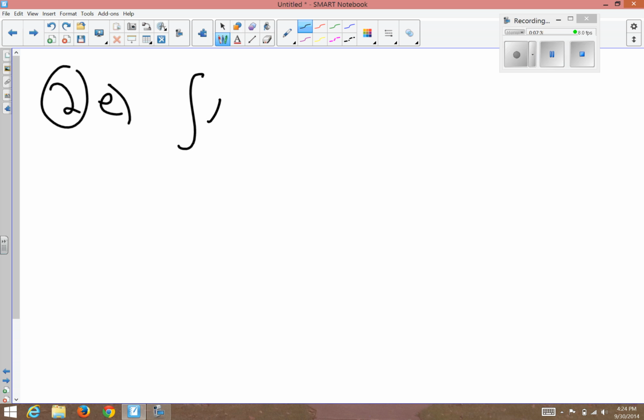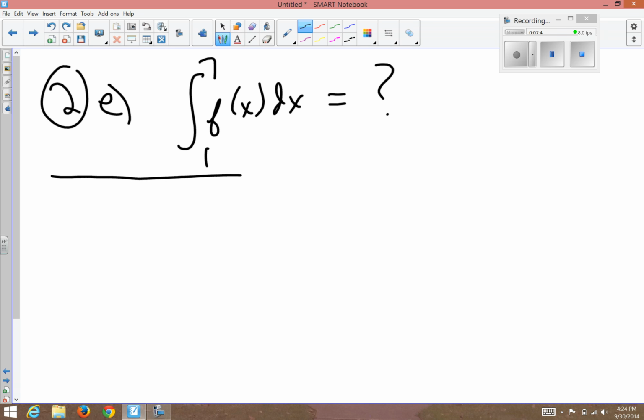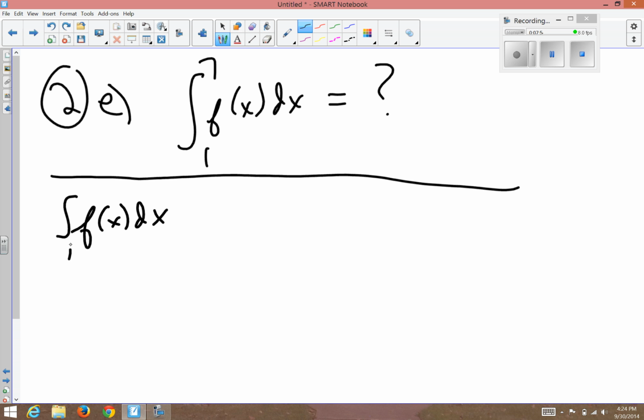It's the integral of f of x dx from 1 to 7. That's the question. So I see in the directions the integral of f of x dx from 1 to 9 is negative 1. In the directions, I also see the integral of f of x dx from 7 to 9 is 5.